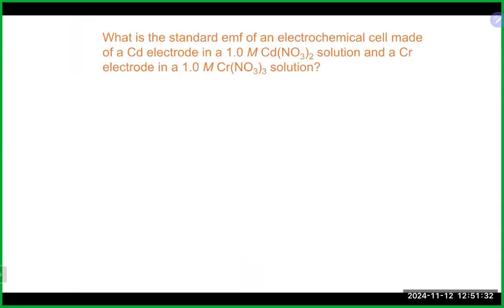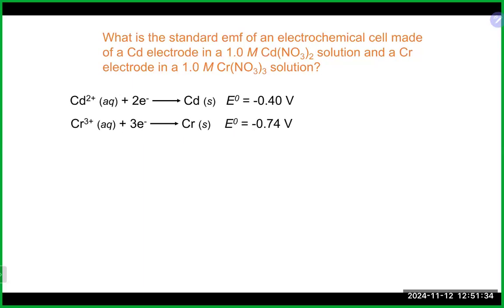All right, so let's take a look at one here, and why don't you do a couple things? What is the overall reaction? Why don't we write that as well? What is the anode? What is the cathode here? And what is basically the cell voltage?